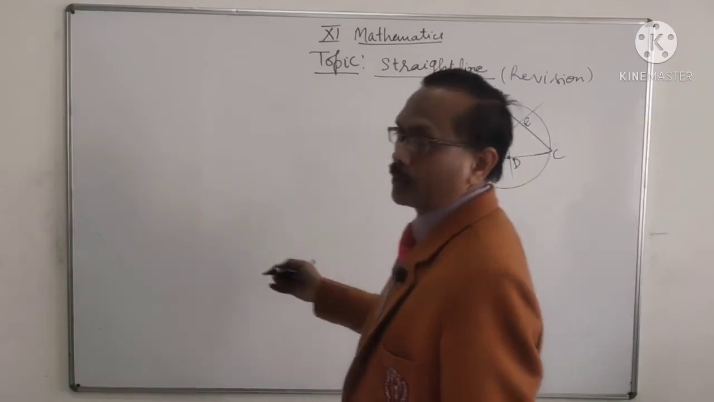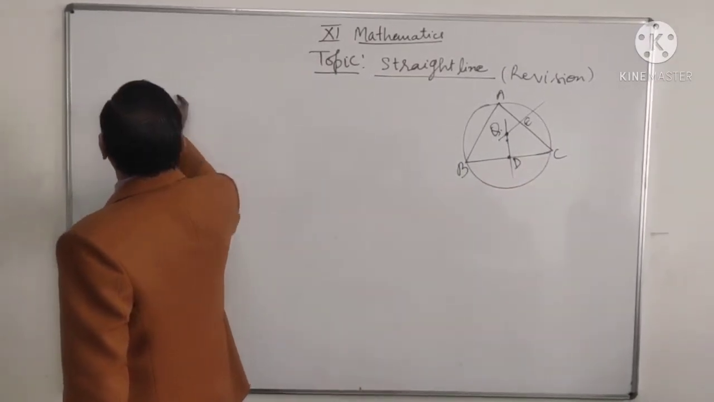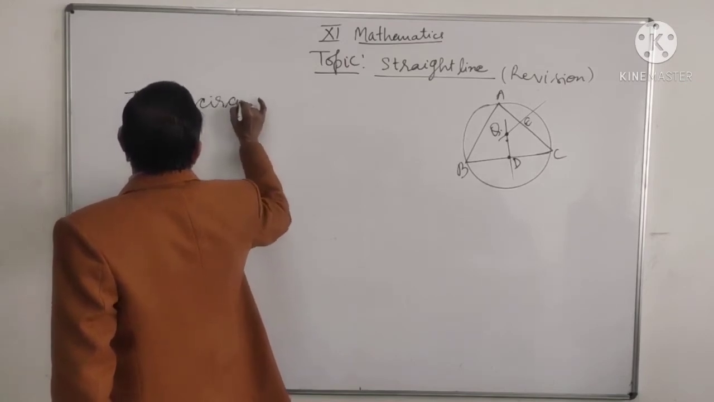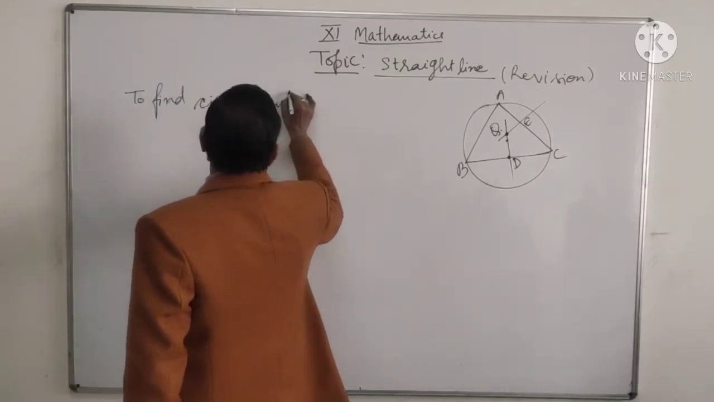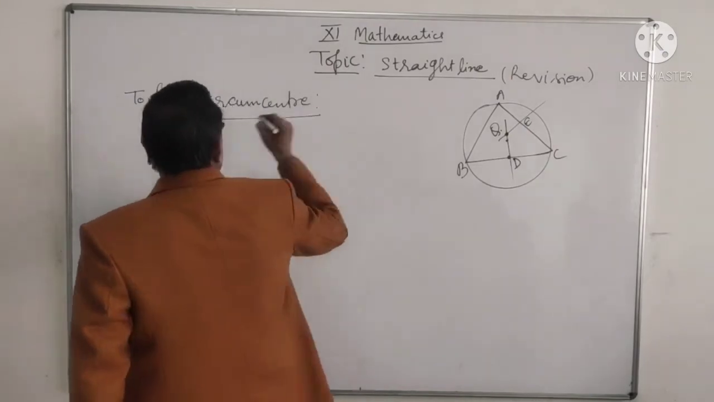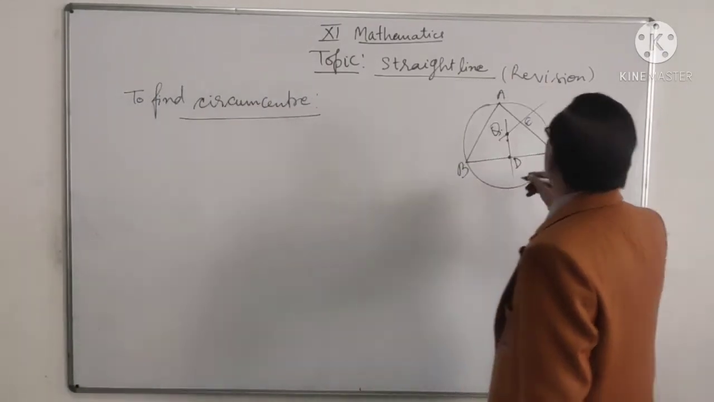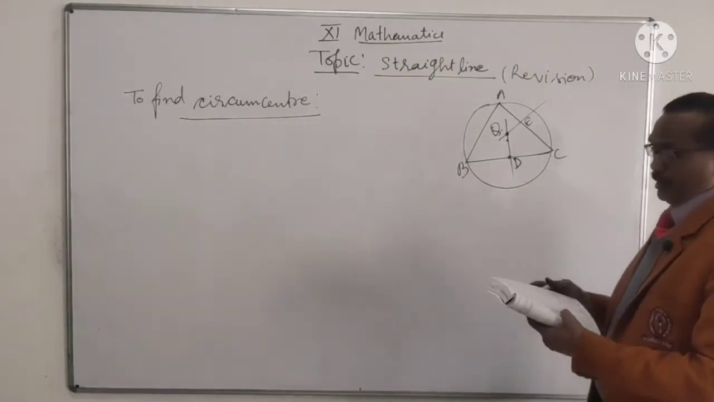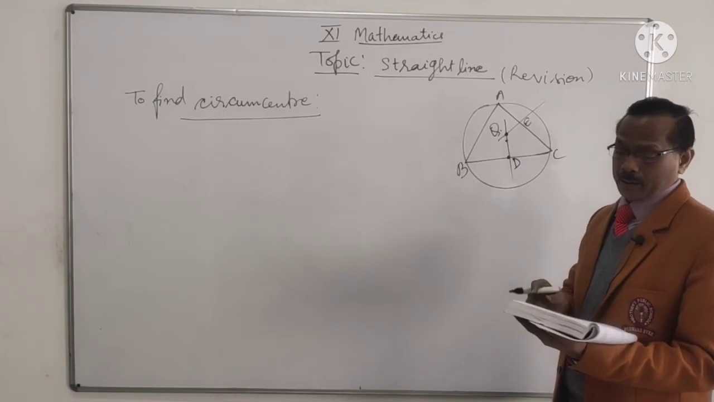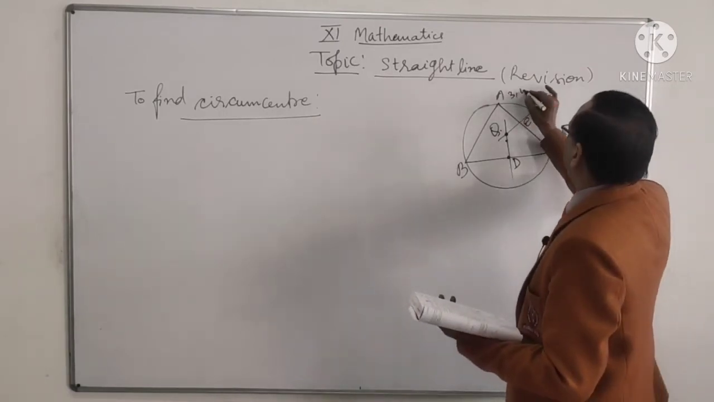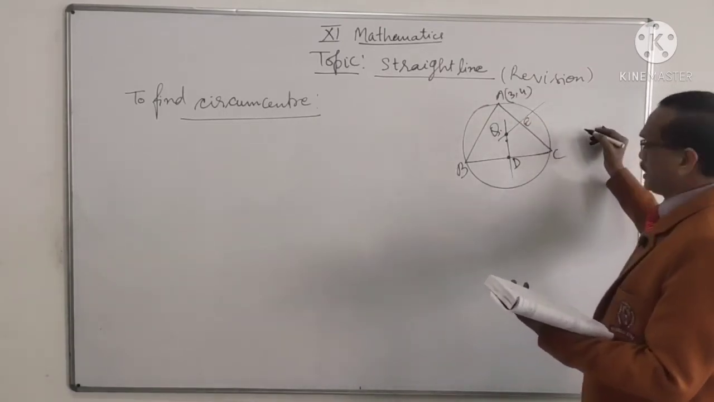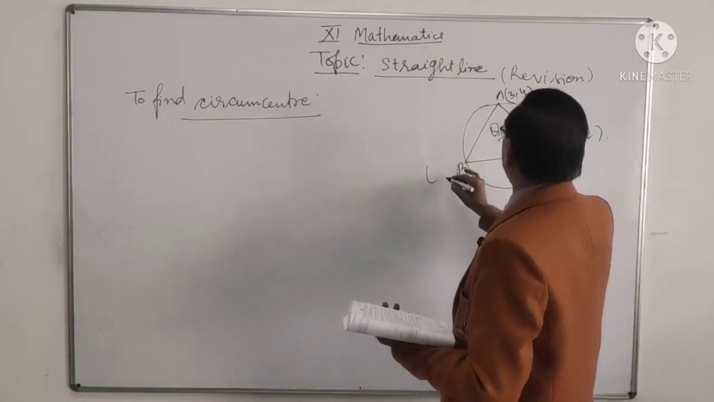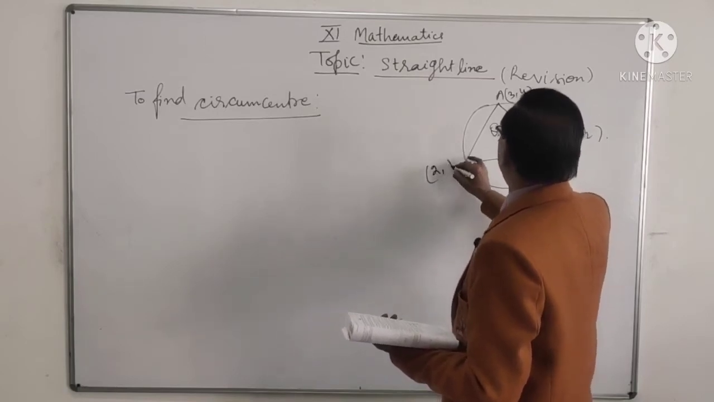Now, next question is to find the circumcenter. So find the circumcenter of a triangle whose angular points are A(3, 4), B(-1, 2) and C(2, 1).